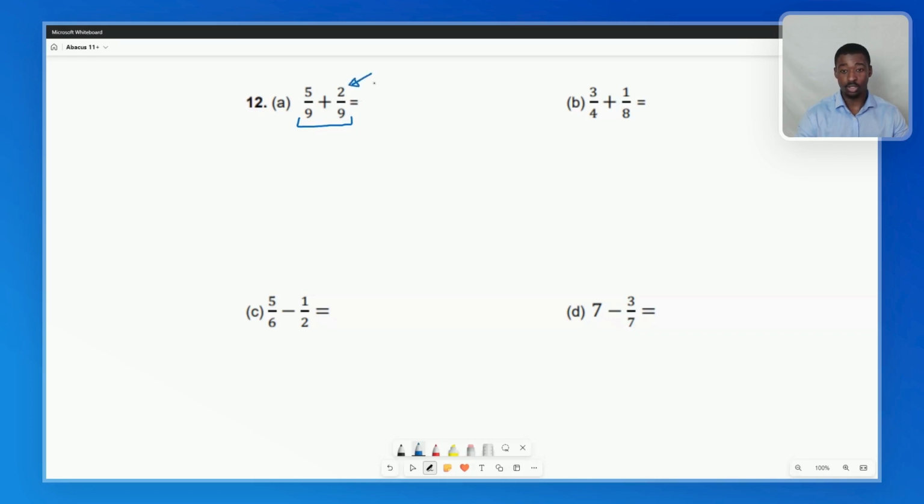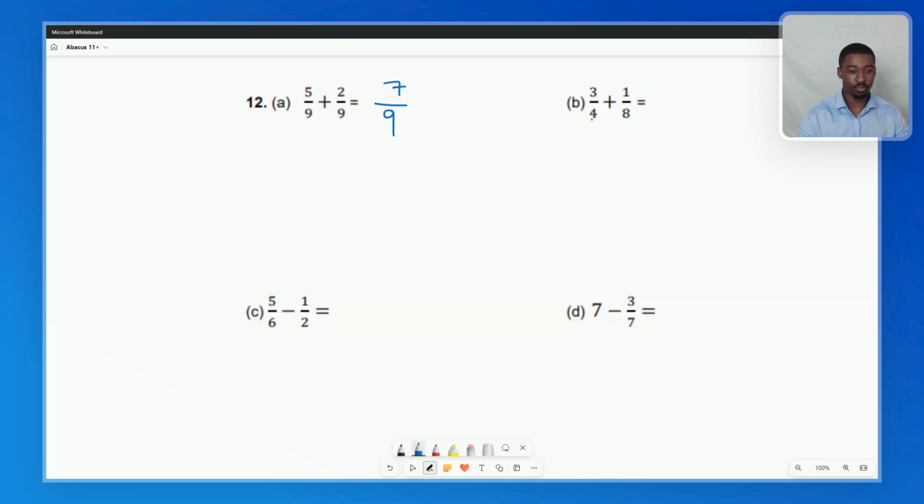We have the numerator up top, denominator at the bottom. Because both denominators are the same, we call this a common denominator. And therefore, all we have to do to work this out is add across the numerators. So 5 plus 2, 7 over 9. The denominator stays the same. So 7 over 9 is our answer.